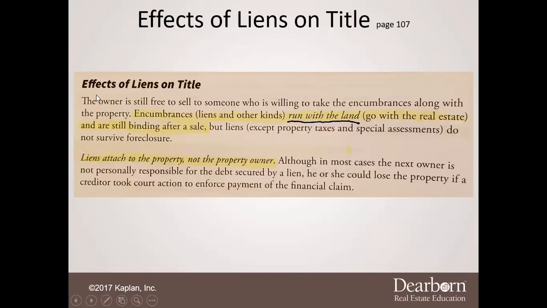So how do liens affect your title, your ownership of your property? Well, encumbrances, liens, and other kinds, they run with the land. Get used to that term, running with the land. That means it goes with the real estate. They pass on from one owner to the next. So liens attach to the property, not to the property owner.